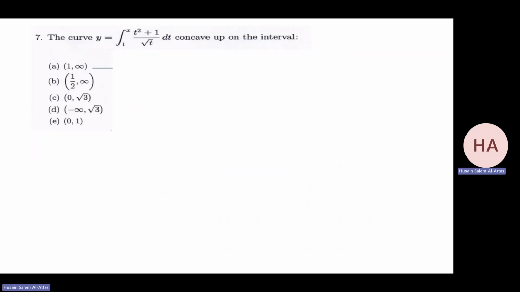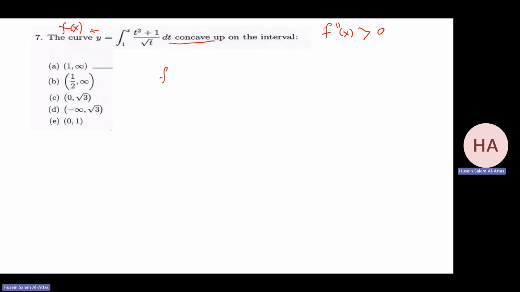Is concave up. When I have concave up, it means I need f double prime positive. It means we need to find f double prime. How to find f double prime? Or y? Let me call it f of x.